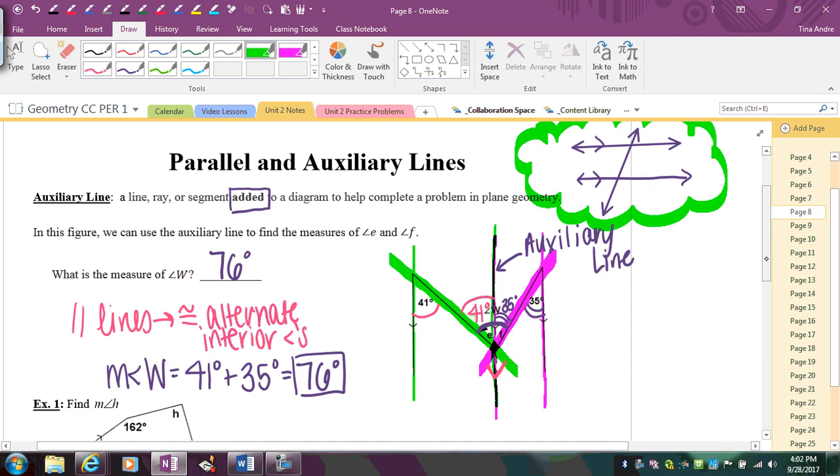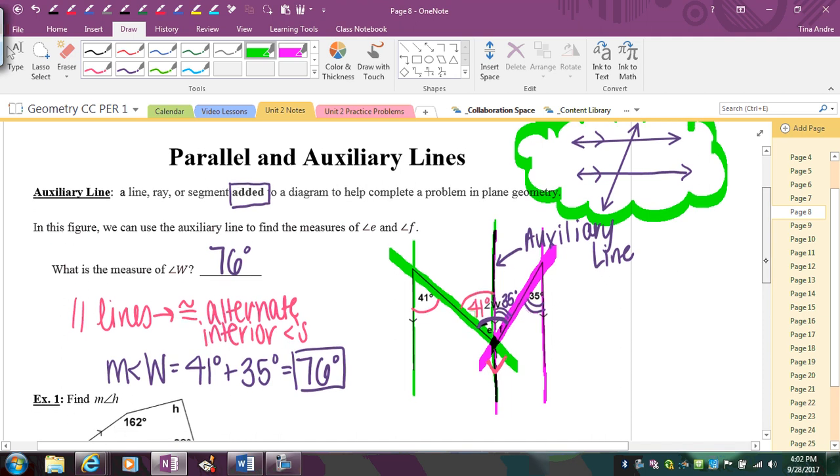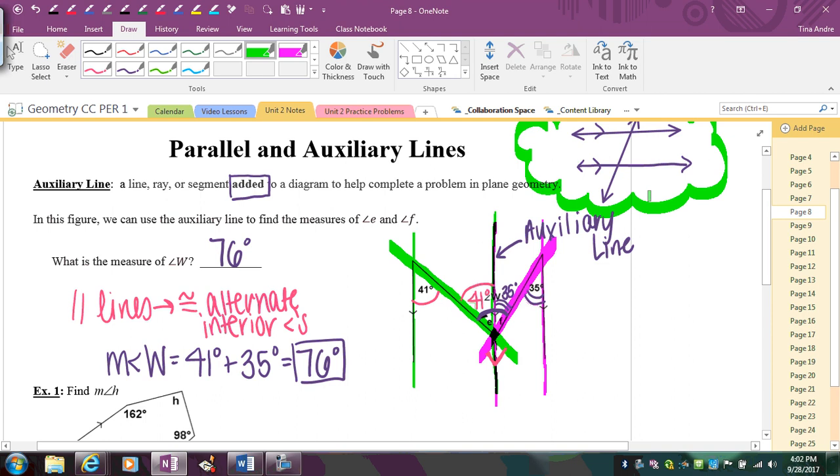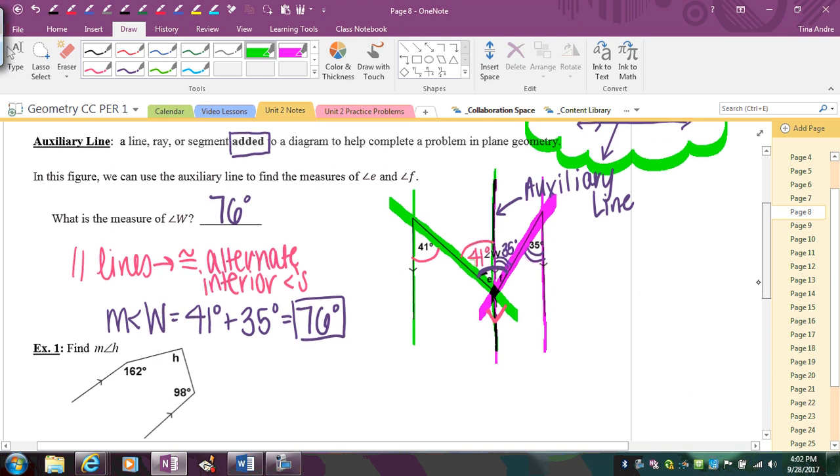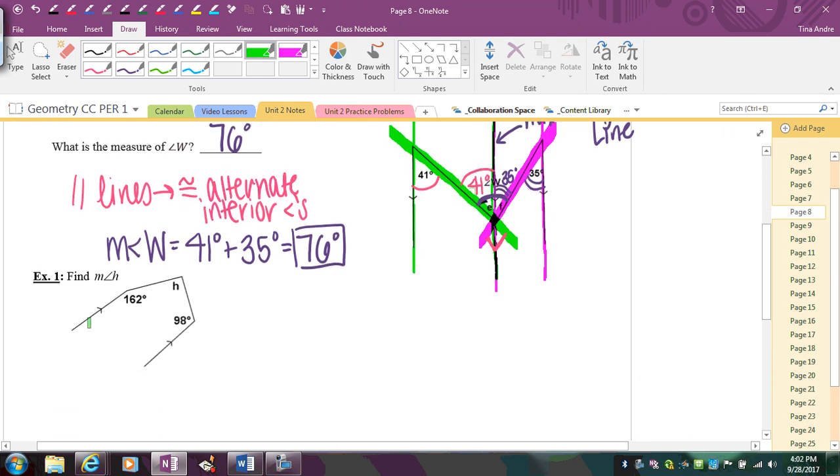You want to look at how I can draw in this new line that's parallel to my given lines that'll help me create this picture. So if you look at this next example, I have two parallel lines and I don't have a transversal between those. Because remember, a transversal has to intersect both of those in order to be considered the transversal for those parallel lines. So what I'm seeing is if I draw in a parallel line that goes through this point right here, that'll make these two pieces transversals.